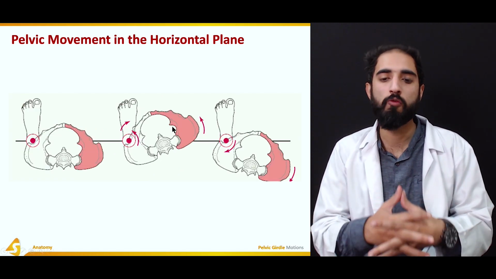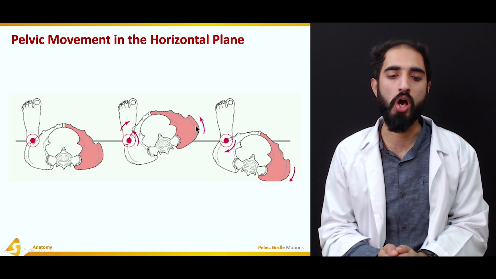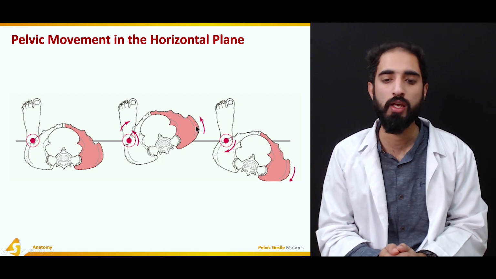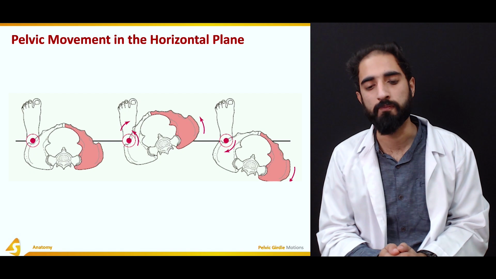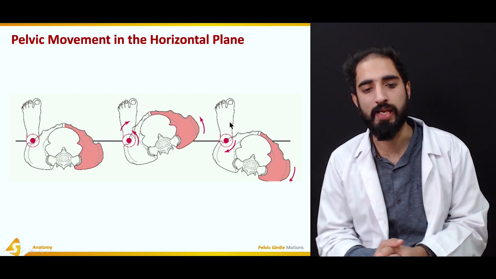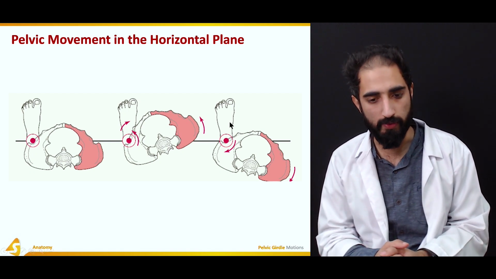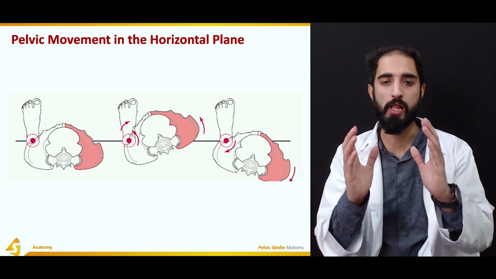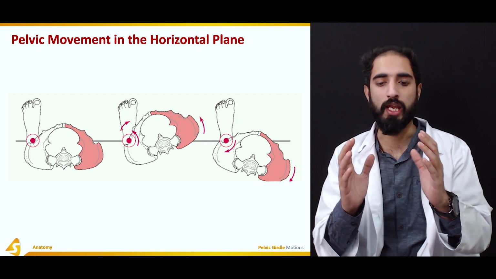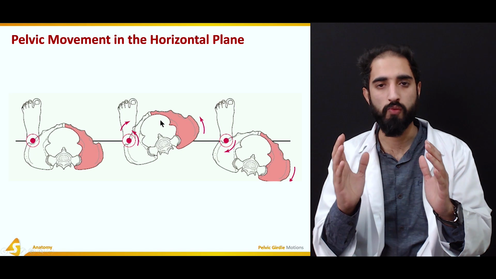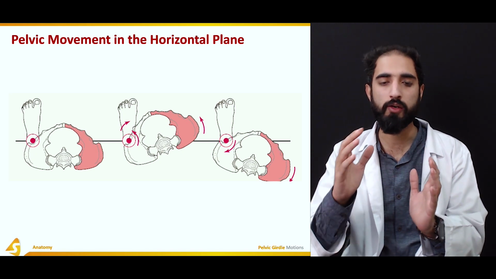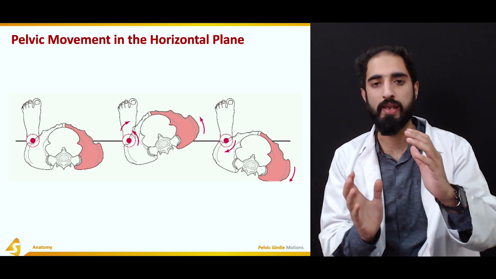And then another movement which is possible at the level of the pelvis is pelvic rotation. Pelvic rotation is the pelvic movement in the horizontal plane. So the pelvis can rotate, for example, this one is the right side and this one is the left. Either the right rotates anteriorly or the left rotates anteriorly.